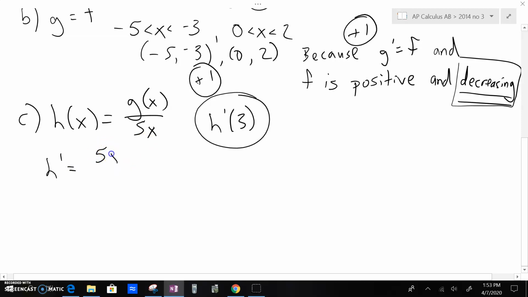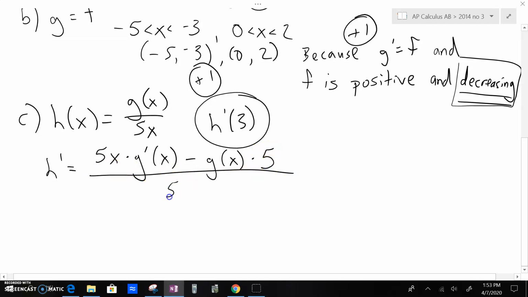So you're going to go low, d high. So 5x times g prime of x minus high, g of x, d low, so times 5, all over low squared. And I'm going to write that as 5x quantity squared. So this is the derivative of h, and it's using the quotient rule.